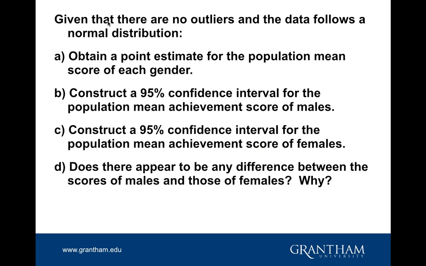Now, again, we're going to follow the steps that are highlighted on the screen. The first thing is for us to get point estimates for the population mean. That means come up with averages based on the data that's there. But we're going to do it for males and for females separately. Then we're asked to construct a 95% confidence interval for the males and one for the females. And then we're asked to compare them. So let's go ahead and do that.